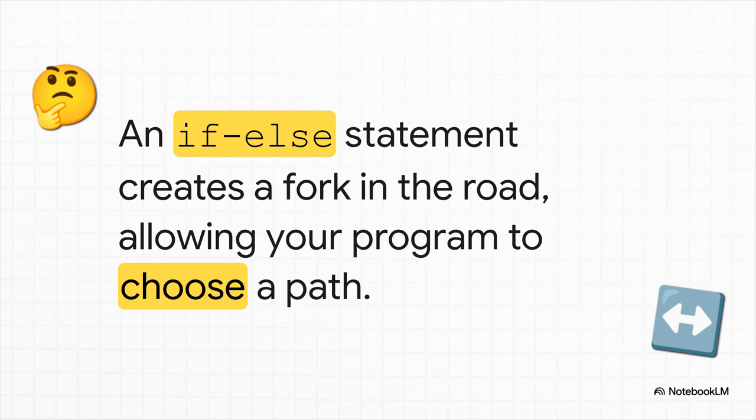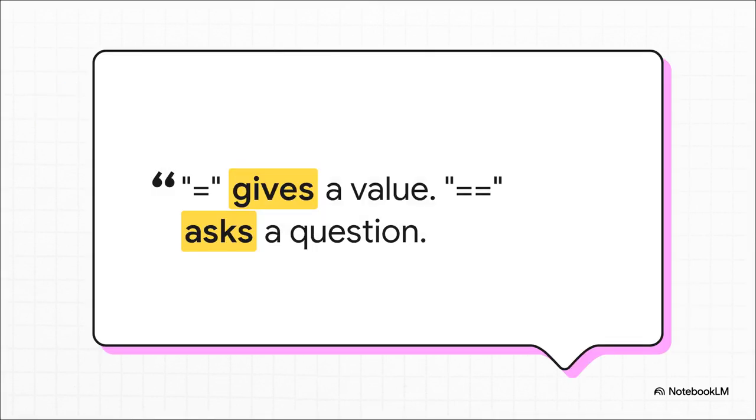Okay, listen up, because this is a super, super important detail. A single equal sign gives a value. It's like saying x equals 5. But a double equal sign asks a question. If x == 5 is asking the computer, hey, is x equal to 5? Getting these two mixed up is one of the most common mistakes new programmers make, so it's a really good one to remember.